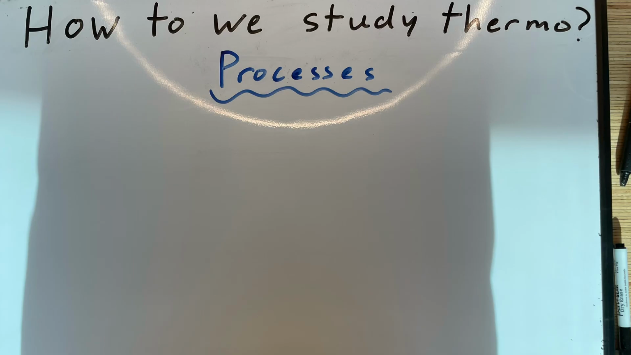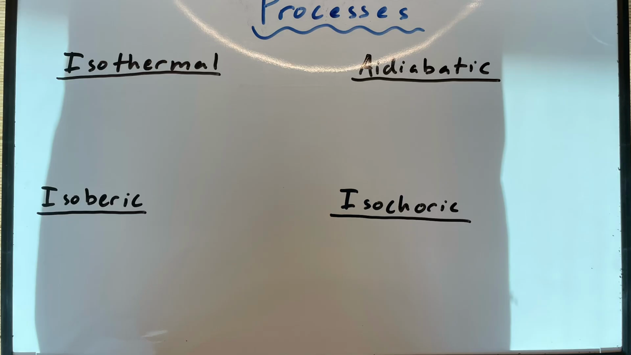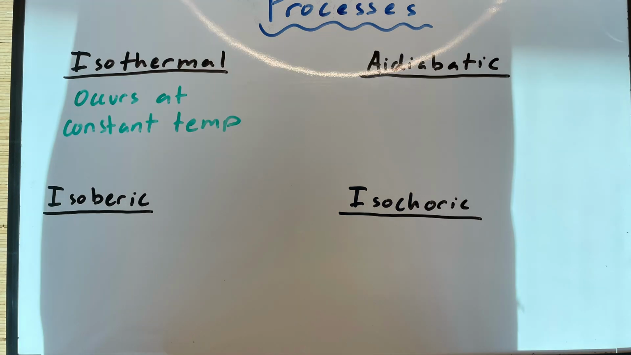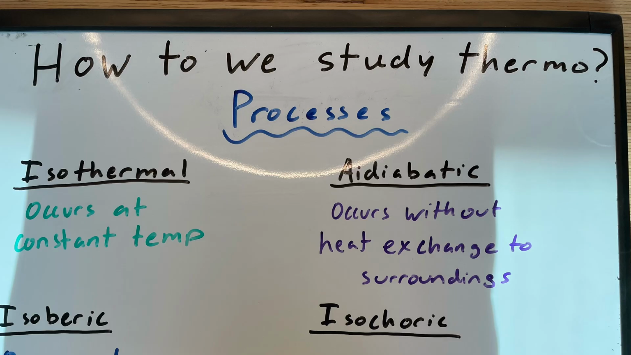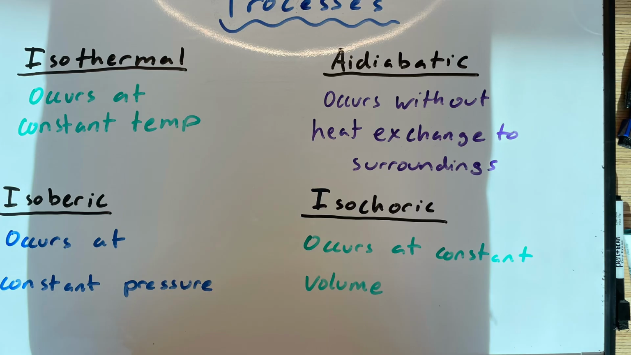We can also study the way the systems change and define the processes that this relates to. There are 4 main types of processes: isothermal, adiabatic, isobaric, and isochoric. An isothermal process is a process that occurs at constant temperature. An adiabatic process occurs without heat exchange to the surroundings, meaning that the system is insulated. Isobaric processes occur at constant pressure. The last process is isochoric, which occurs when there is no change of volume in the system.